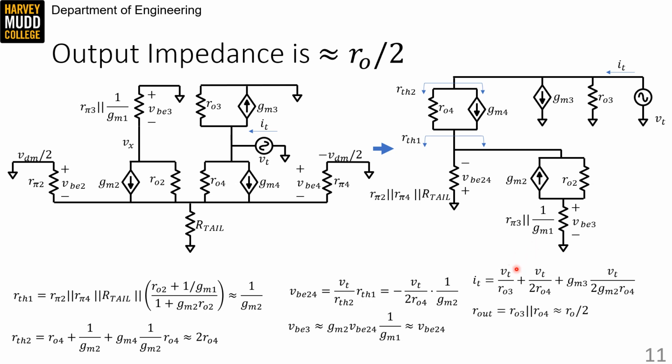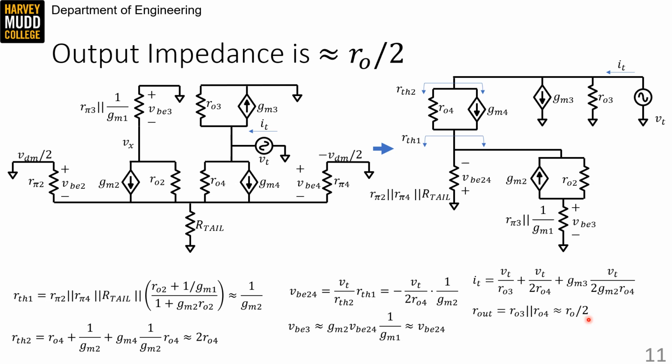Dividing through by VT, we see something that looks sort of like a parallel combination of RO3 and 1 over 2 RO4, and if these GMs cancel, another 1 over 2 RO4. So you add those together, and overall R out looks like RO3 parallel RO4. And if these are about the same, R out looks like about RO over 2. So, whew, it's good to know that.